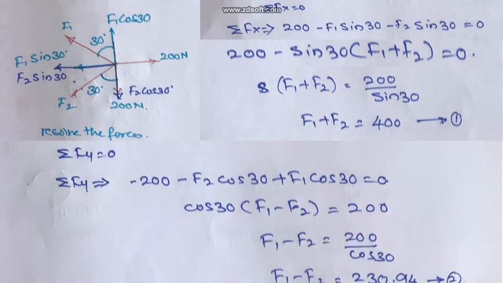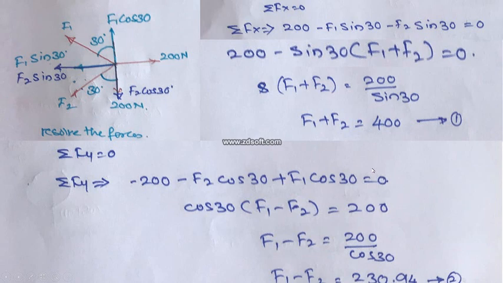Similarly, if I calculate summation of Fy, the 200 is acting downwards, so minus 200. F2 cos 30 is also acting downwards, so minus F2 cos 30. Then the F1 cos 30 is moving upward, so we'll take it as a plus. So minus 200 plus F1 cos 30 minus F2 cos 30. Among these, I'll take cos 30 as common, and I'll remain with F1 minus F2. I'll take 200 to the other side, so it will become plus 200. So I'll get F1 minus F2 is equal to 200 by cos 30. So equation 2 will be F1 minus F2 is equal to 230.94.